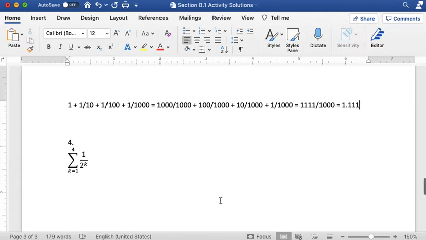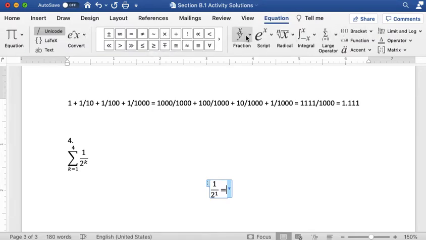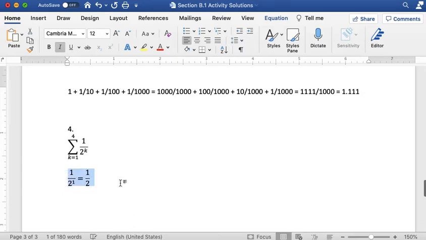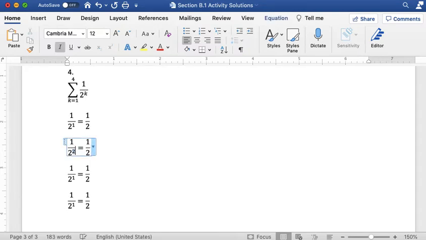Finally, number 4. Number 4 is similar to number 3 in that we are plugging in a power into a denominator of a fraction. This time we are plugging in numbers from 1 to 4. So I'm starting with plugging in 1. So that's going to be 1 over 2. 2 to the first is 2. And then we need to do that for 2, 3, and 4. So 1 over 2 squared, which is 4. 1 over 2 to the third, which is 8. And 1 over 2 to the fourth, which is 16.